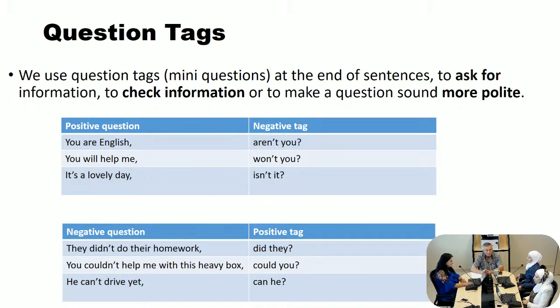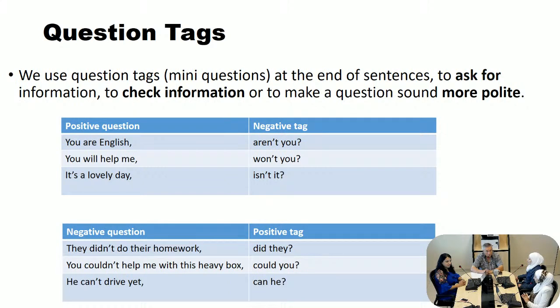The question tag, or what we call the mini question, is used at the end of sentences. We use them to ask for information, to check that our information is right or not, or to make questions sound more polite. The main idea here depends on the use of the auxiliary verb.